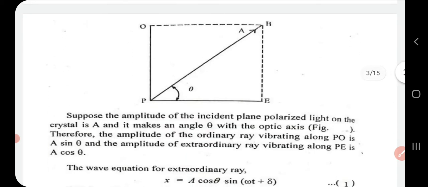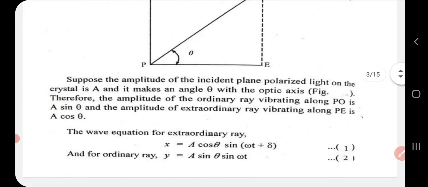Suppose that the amplitude of the incident plane polarized light on the crystal is A, and suppose that it makes an angle theta with the optic axis. Then the amplitude of ordinary ray vibrating along the direction PO is A sin theta, and the amplitude of extraordinary ray vibrating along the direction PE will be A cos theta.